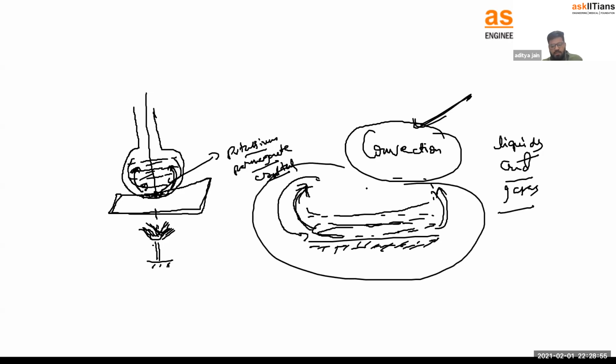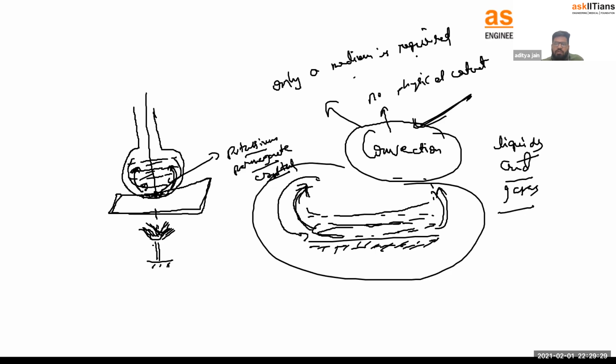So in convection, heat transfer takes place step by step. It is not by direct physical contact. First, the first layer gets heated and goes upward. The second layer comes downward and gets heated. So it's a continuous process, layer by layer, in both liquids and gases. One thing is clear: no physical contact is required, only a medium is required through which heat transfer will take place. Only a medium is required in the convection process.